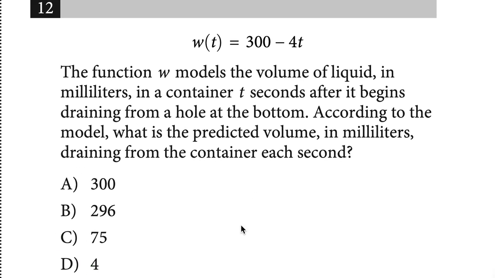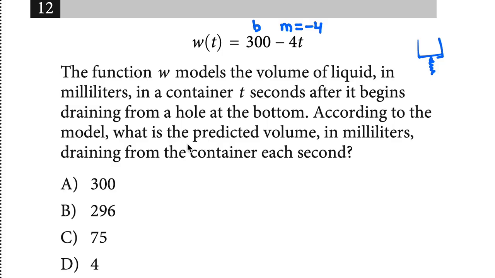Okay, let's come to question number 12. W of t is equal to 300 minus 4t. Now let's analyze this situation. Suppose this initial value is b when t is equal to 0 and the slope is -4. Now let's see what is given in terms of time. The function w models the volume of the liquid in milliliters in a container t seconds after it begins draining from a hole at the bottom. Okay, so that means it's draining from here.